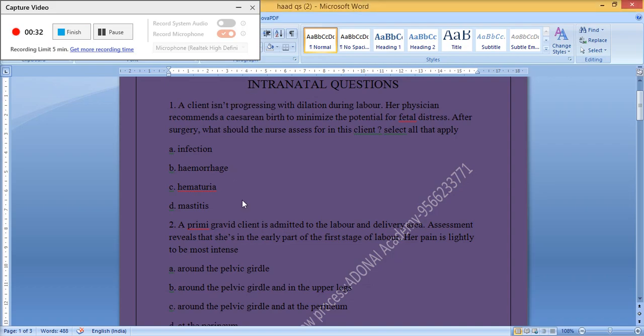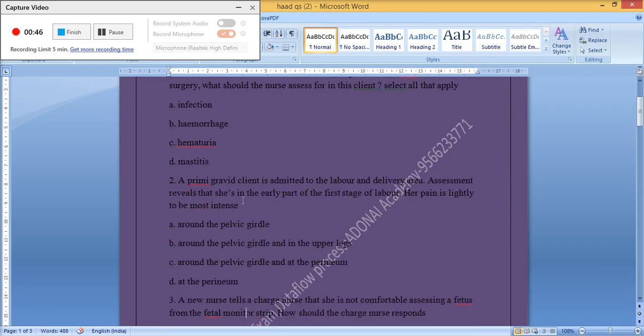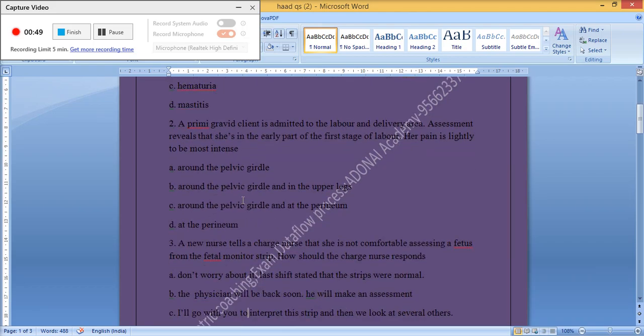2. A client is admitted to the labor and delivery area. Assessment reveals that she is in the early part of the first stage of labor. Her pain is likely to be most intense: A. Around the pelvic girdle. B. Around the pelvic girdle and in the upper legs. C. Around the pelvic girdle and at the perineum. D. At the perineum. The correct answer is around the pelvic girdle.